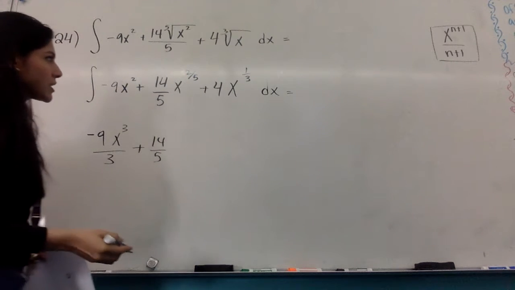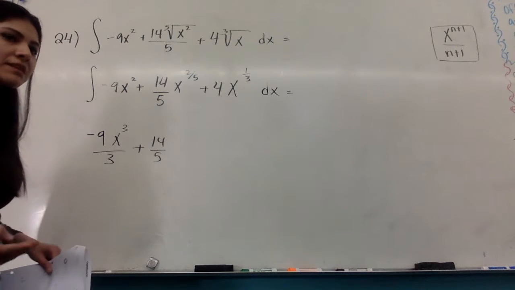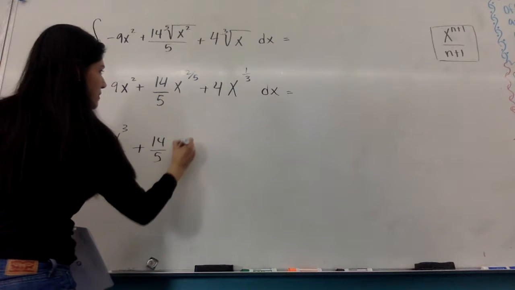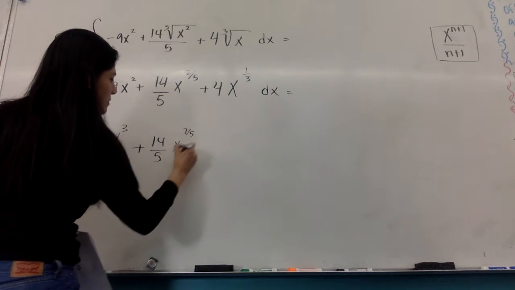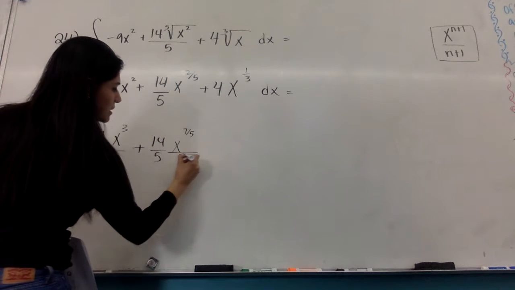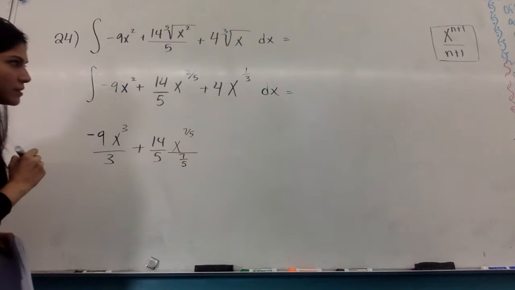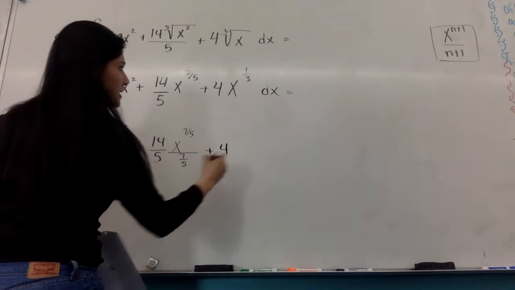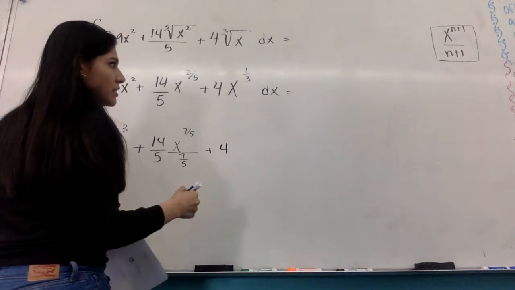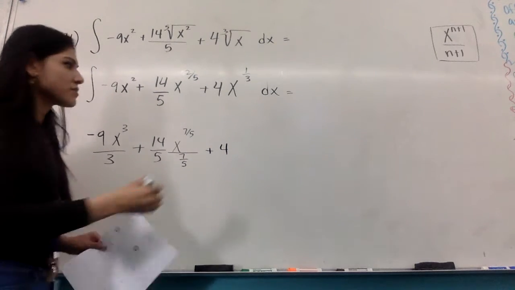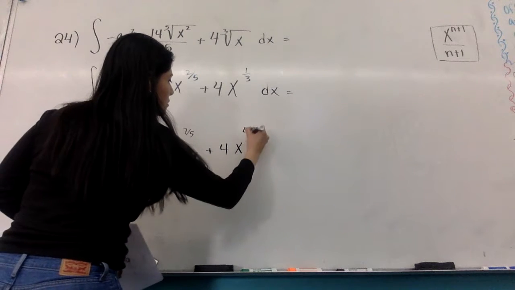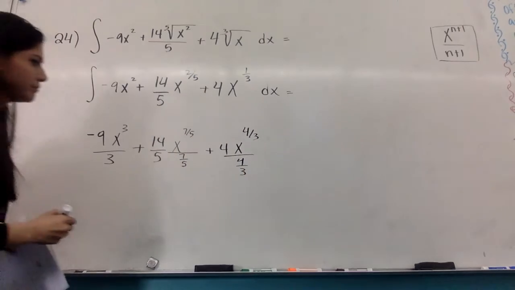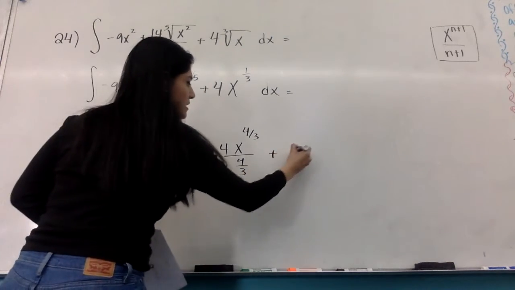2/5 plus 1. So 2/5 plus 1, that's the same thing as saying 2 over 5 plus 5 over 5. That's going to become x to the 7 over 5. But then don't forget, we got to divide by 7 over 5. And we'll simplify that in a second. Plus, the 4 is right here. 1/3 plus 1, that's like saying 1/3 plus 3 over 3. That's going to become x to the 4/3 divided by 4/3. And then we're going to add our plus c.